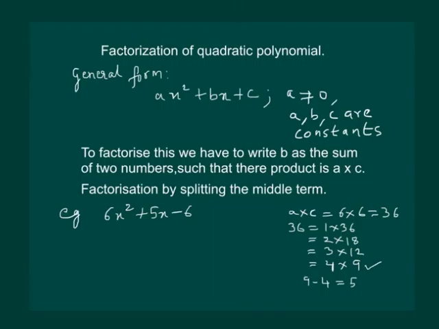And now we can write our quadratic polynomial as 6x square plus 9x minus 4x minus 6. Group them into 2, and now taking out common, 3x is common from the first two terms and minus 2 is common from the next two terms.